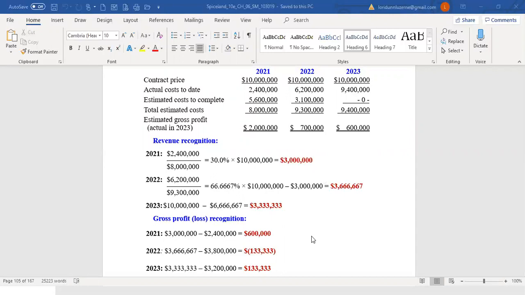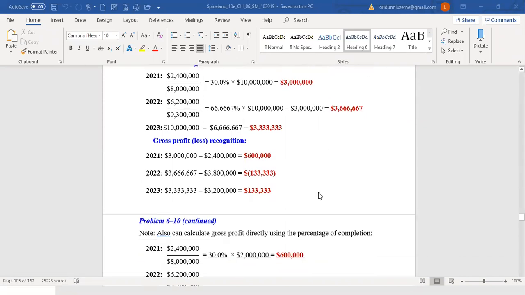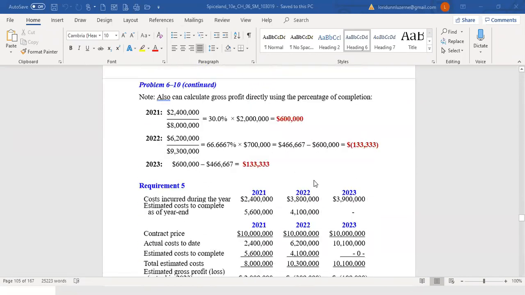Now, what's important is that may happen, and that's okay. What we're concerned about is if the entire project's gross profit is negative. It's not in this case because it's still at a positive 600,000 overall. But let's see what happens when that does. And part 5 will be showing us that.